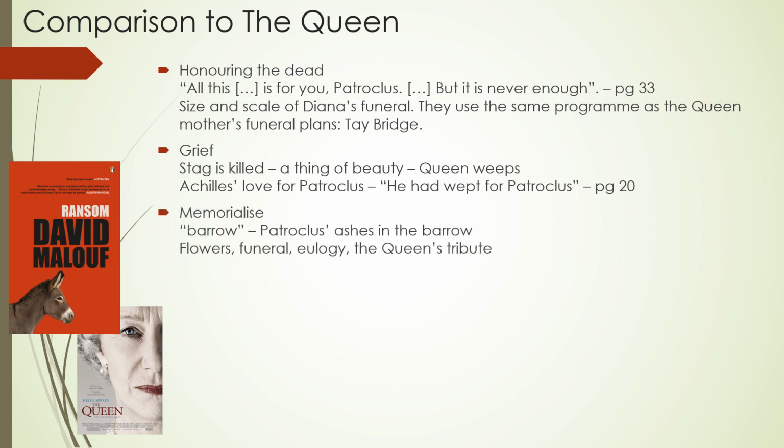To memorialise, how do you make a lasting memory of those who have fallen? There's the barrow that is made for Patroclus's ashes. A barrow is like a grave, but it's more of a mound, where you put the body and then you cover it over. We've also got the flower, the funeral, the eulogy, and the Queen's tribute to memorialise.